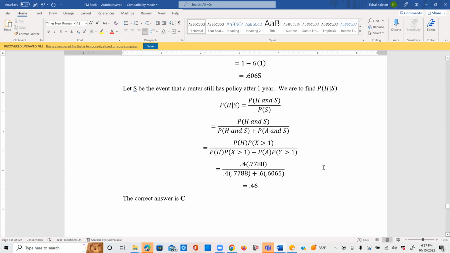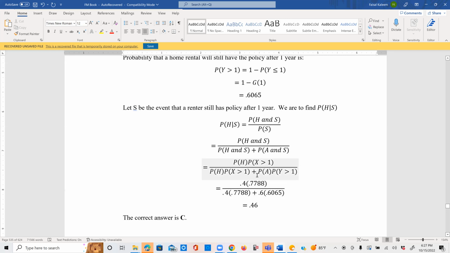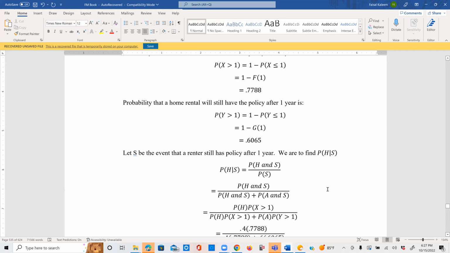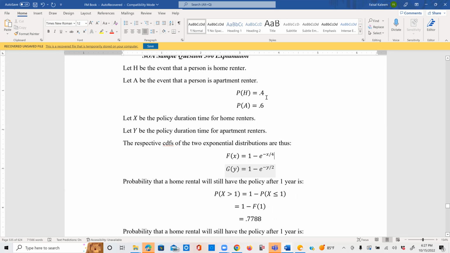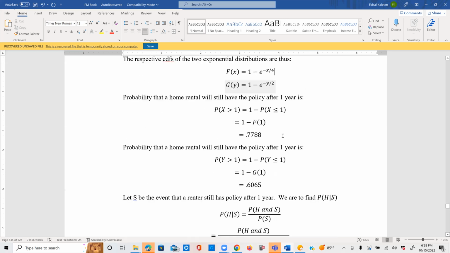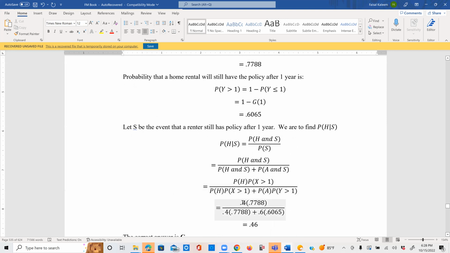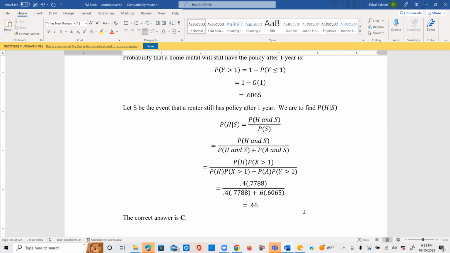And when we substitute all these values, we have the probability X greater than 1, probability Y greater than 1, and we have the probability of H, and we have the probability of A. And all this ends up being 0.46 when we substitute the values. We go up. We have P of H is 0.4, P of A is 0.6. So we substitute those here. And then probability X greater than 1 was calculated to be 0.7788, and probability Y greater than 1 was calculated to be 0.6065. So 0.46 is choice C.